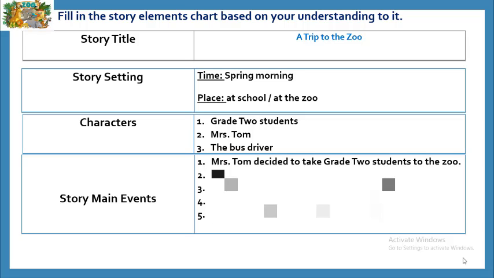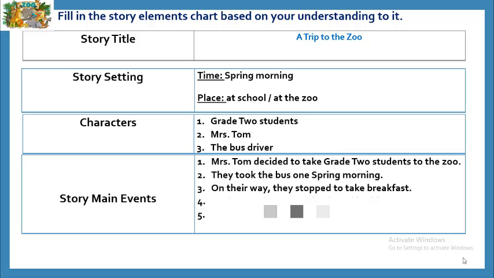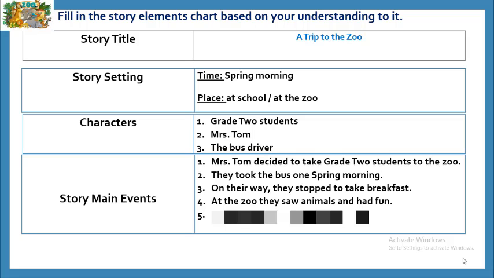1. Mrs. Tom decided to take grade 2 students to the zoo. 2. They took the bus one spring morning. 3. On their way, they stopped to take breakfast. 4. At the zoo, they saw animals and had fun. 5. At evening, they returned back happily. Awesome work!